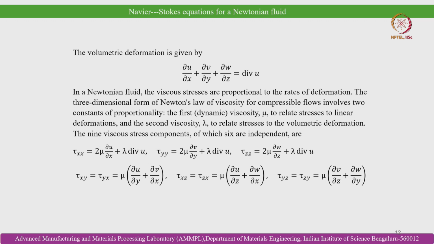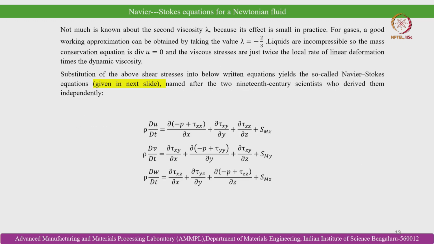Little is known about the second viscosity delta, because its effect is small in practice. For gases, a good working approximation can be obtained by taking delta equal to minus 2/3 mu. So, it should be mu, please correct it. Liquids are incompressible, so the mass conservation equation is div u equal to 0, and the viscous stresses are just twice the local rate of linear deformation times the dynamic viscosity.